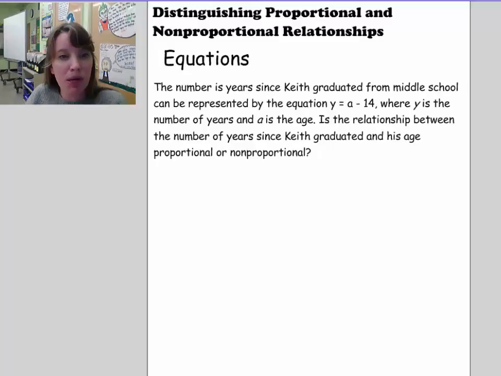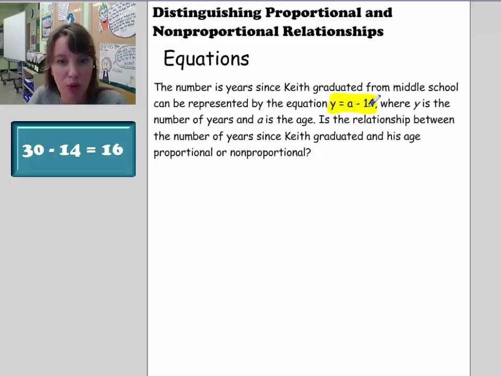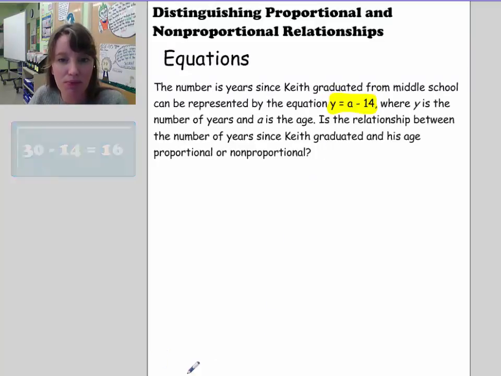You should be able to determine a proportional and non-proportional relationship also from an equation. Let's say the number of years since Keith graduated from middle school can be represented by the equation y = a - 14, where y is the number of years and a is his current age. For instance, if he were 30 years old, he'd take his age and subtract 14. y would be 16, so it would be 16 years since he graduated middle school.